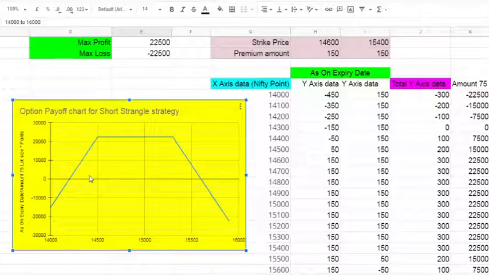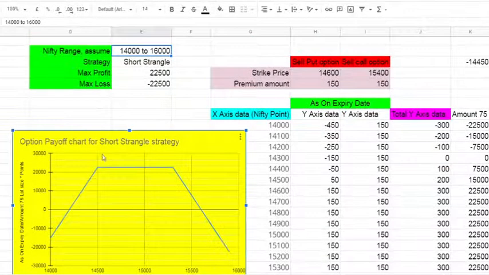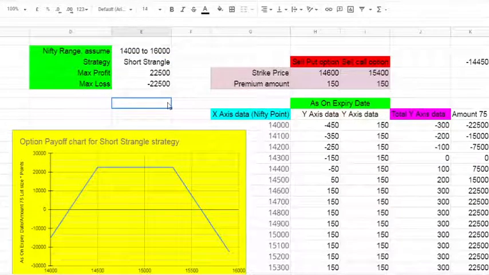This is how I draw the chart. This is for the option payoff chart. Likewise, you can draw anything. Maybe you are a student, you can draw your curriculum charts, or maybe you are working in office, you can draw your presentation charts.